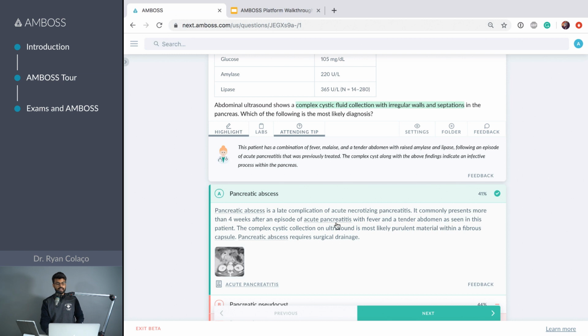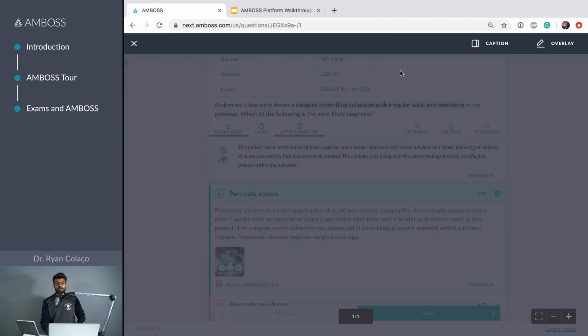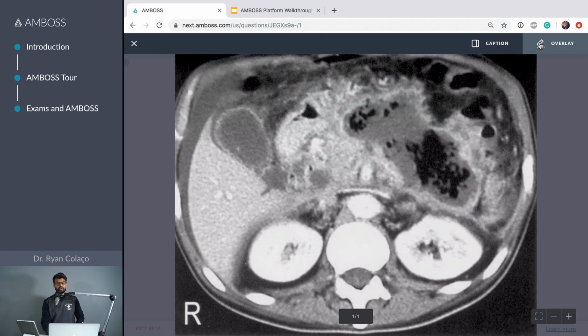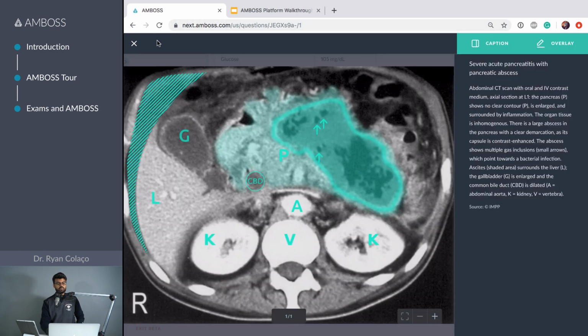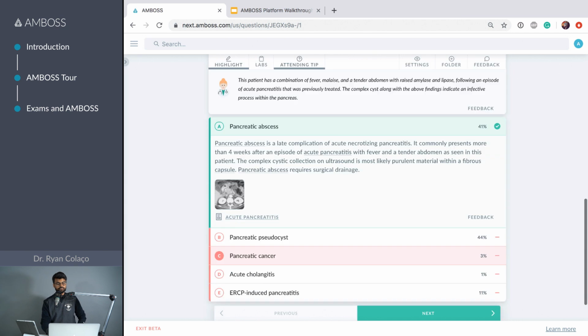Now, say I got this answer right. In this case, it is pancreatic abscess. Again, as I said, all our radiology has overlays and captions, which help you understand it better.